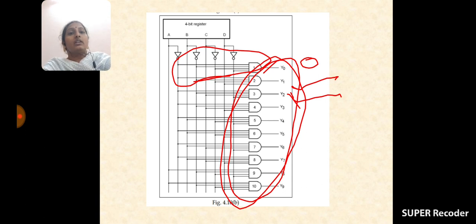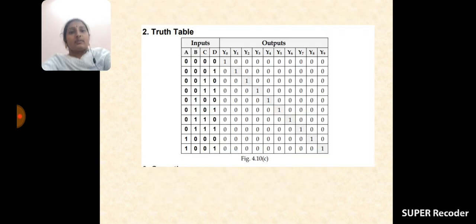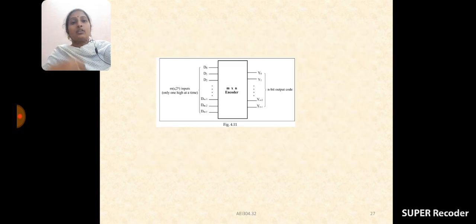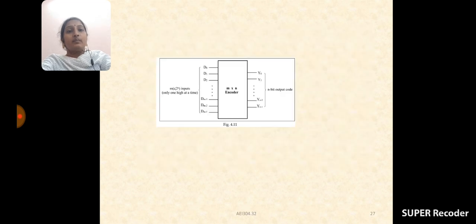Okay. So in this way, binary numbers are converted into decimal. See here, this is the truth table, from 0, 0, 0, 0 up to 15. For 0, 0, 0, 0, Y0 is produced. For 0, 0, 0, 1, Y1 only is produced. 0, 0, 1, 0, Y2 produced. 0, 0, 1, 1, Y3 produced. In this way, the output will be produced.